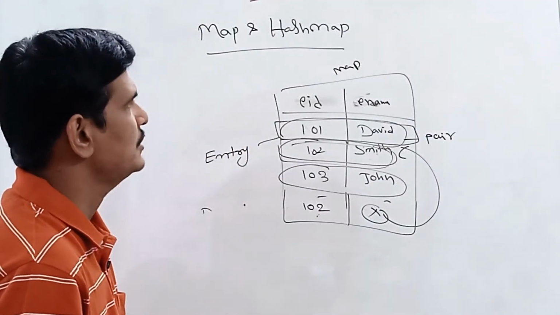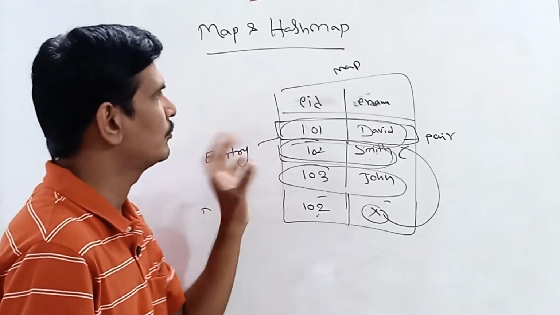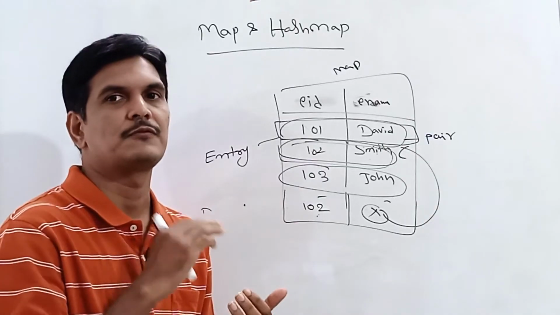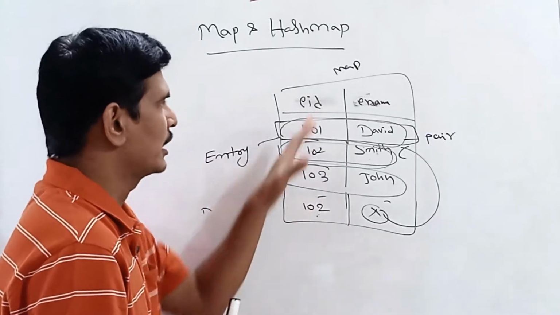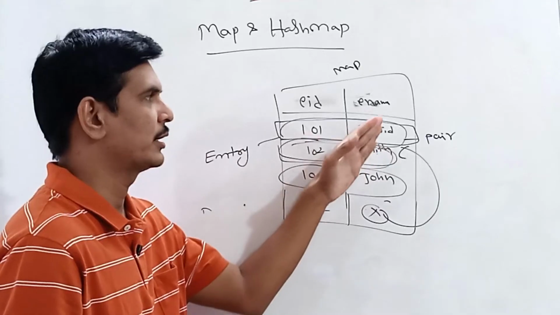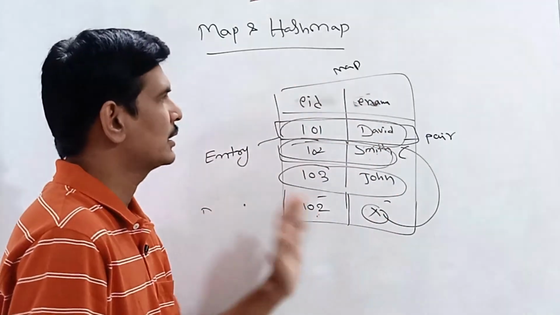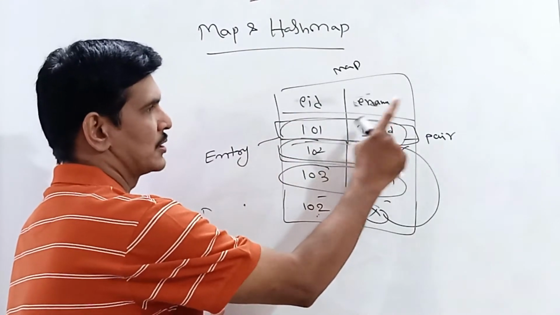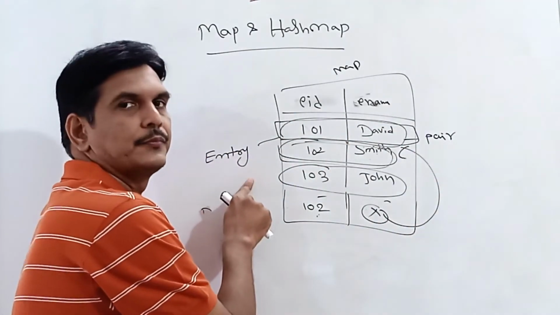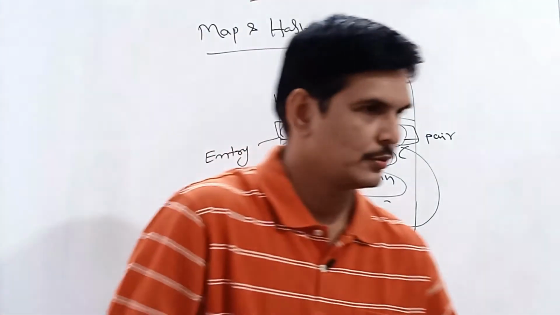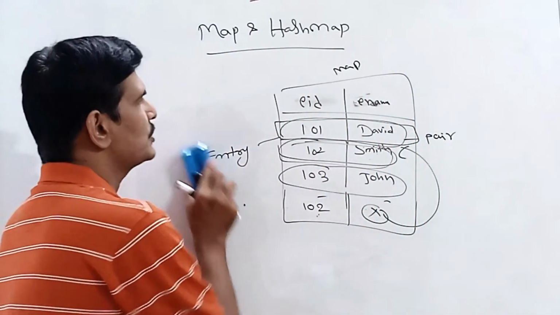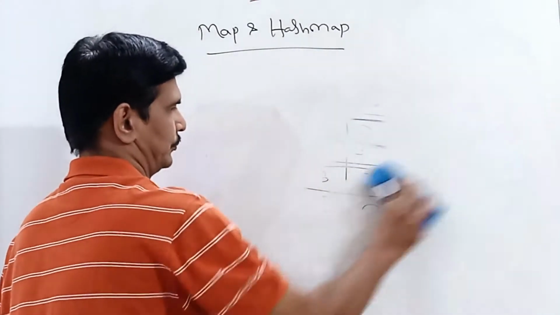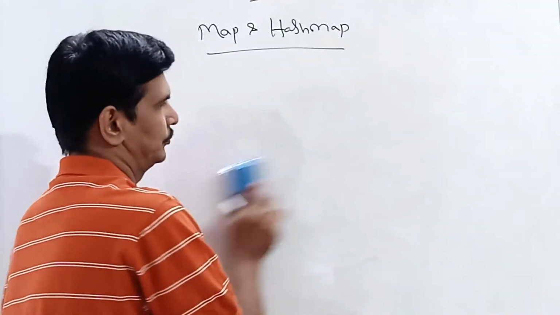So let me repeat once again. Map is an interface where we can store elements in the form of key and value pairs. Every key is unique, but we can add duplicate values in the map. Each key and value combined we can call one pair, or we can say entry. Now, this is a map which is implemented using multiple classes. Now let us discuss those classes.